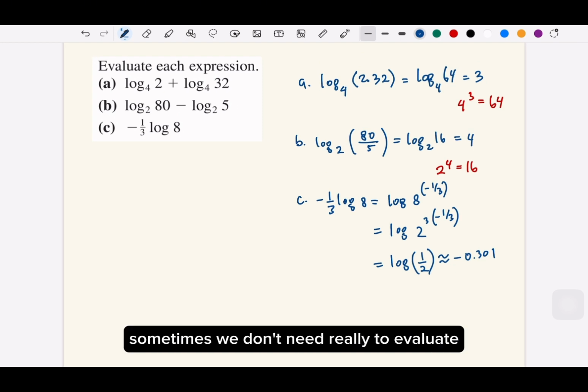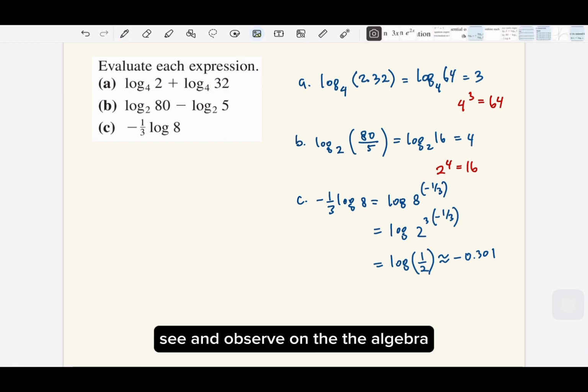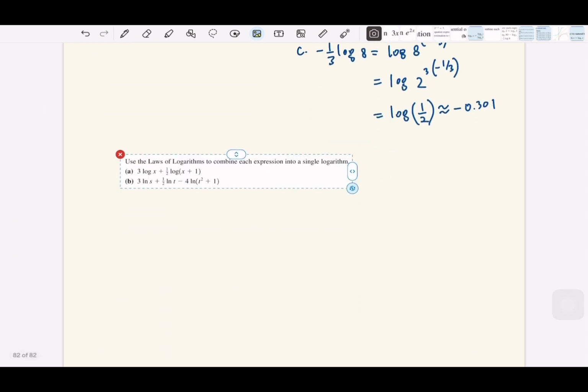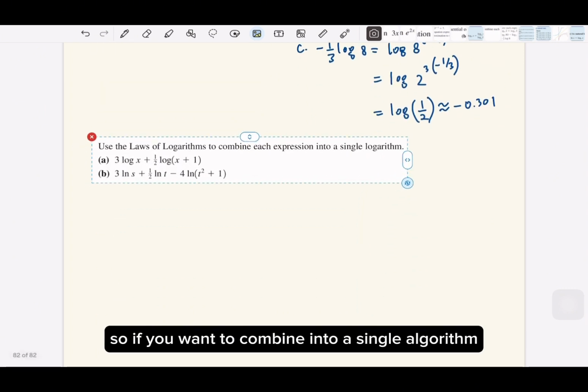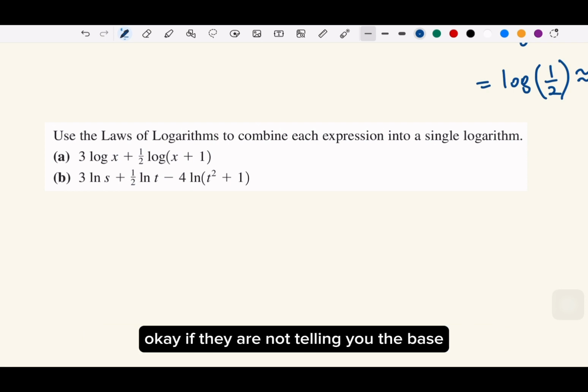Sometimes we don't really need to evaluate, we just combine the expressions as we see and observe in the algebra, like this one. Okay, so if we want to combine into a single logarithm, we need to make sure first that the base is the same. Okay, if they don't tell you the base, it means that this is base 10. As I mentioned before, it's the common logarithm.